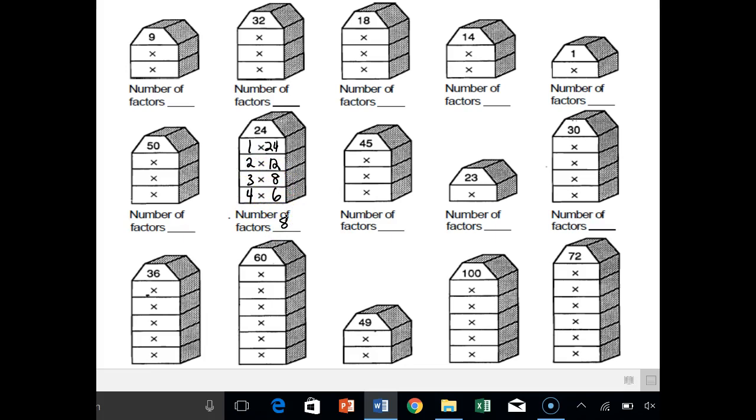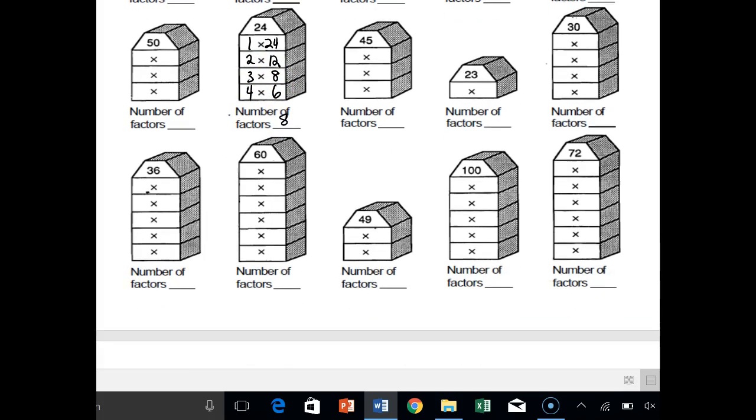Let's do 60 together. The factors of 60 are 1 and 60, 2 and 30, 3 and 20, 4 and 15, 5 and 12, and 6 and 10. So I have 1, 2, 4, 6, 8, 10, 12 different factors.